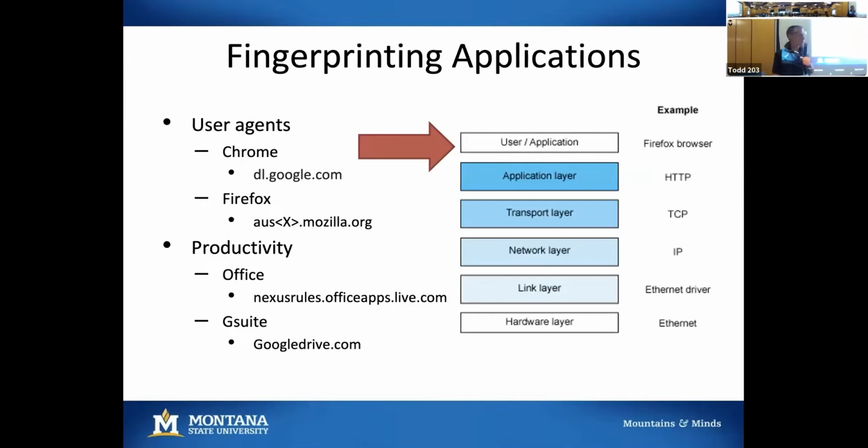Here's other fingerprinting for applications, right? At that level, there's certain things that you look for. So if you see domain names like this, it tells me it's Chrome. It's simple. If you see something like this, it tells me that it's probably Firefox that's communicating. With Office, you're going to see a lot of not just NXT rules, but a lot of things like officeapps.light.com. You're going to see a lot of those cookie crumbs left behind.